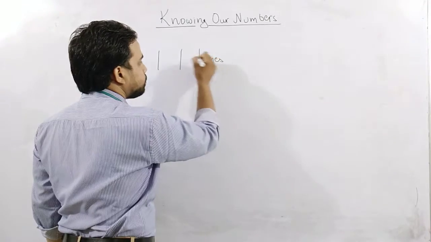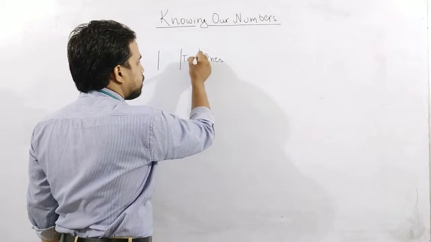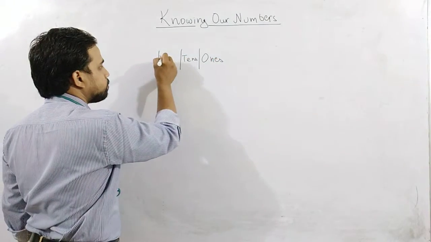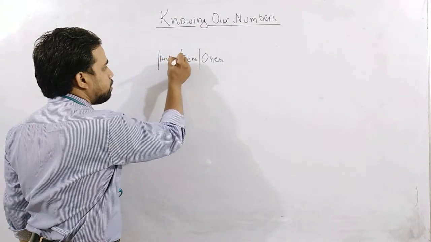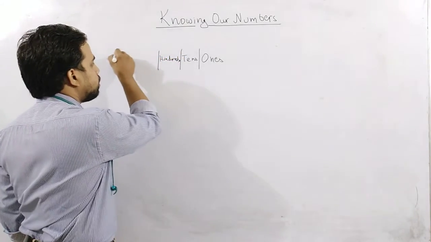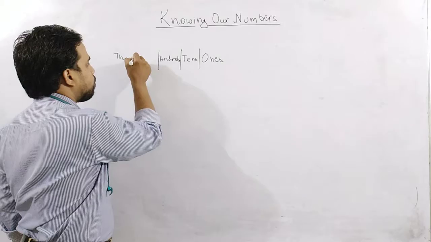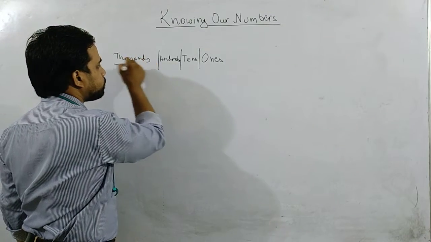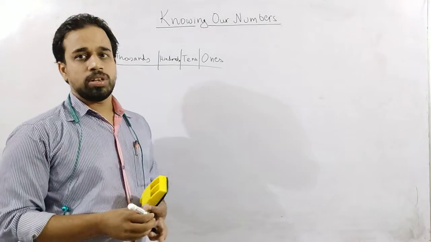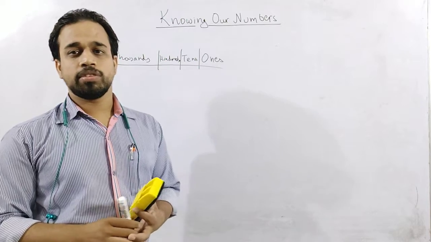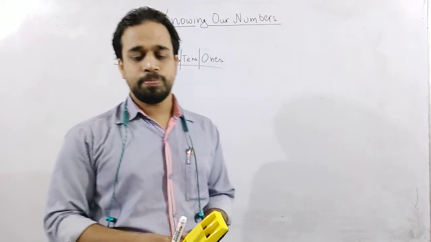Ones, tens, hundreds, and thousands. We all know these positions in a specific number.